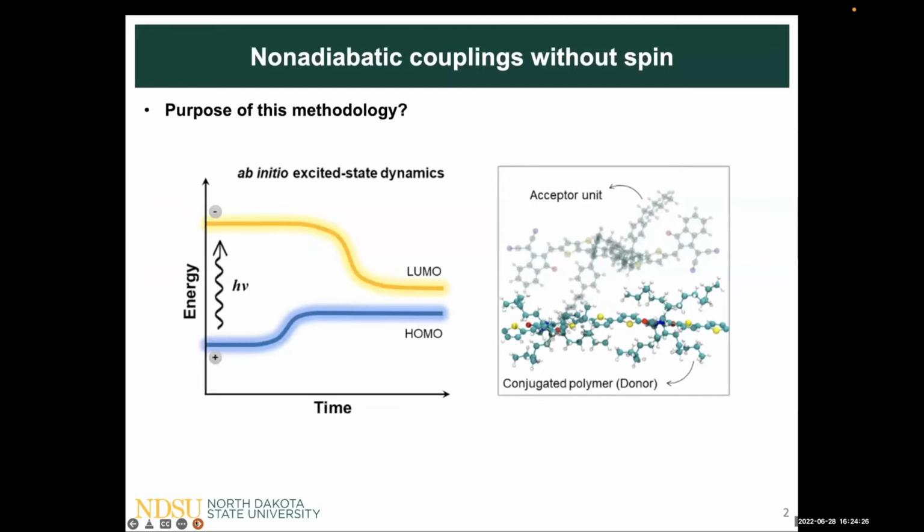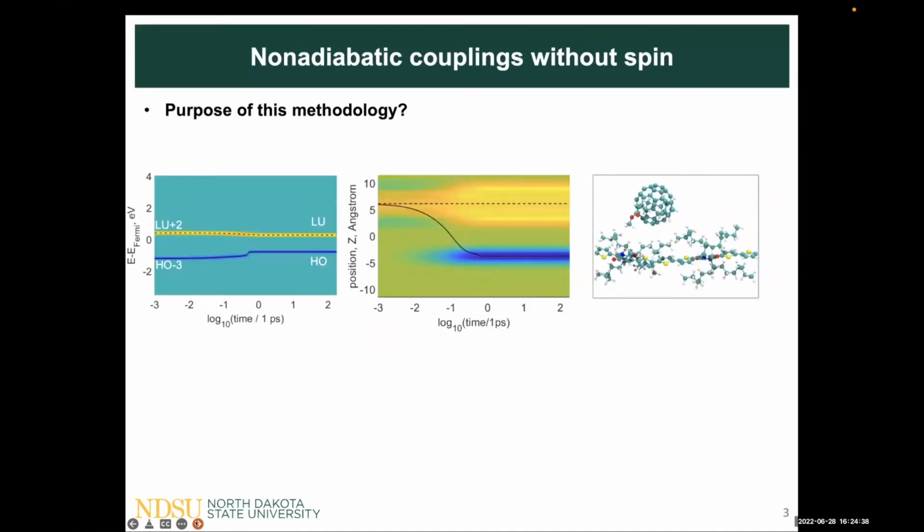Previous week we covered the ab initio exact state dynamics based on non-adiabatic coupling. For my model, I have a conjugated polymer, as you can see on the right, next to an acceptor unit. In this previous project, the charge transfer at the interface was explored in the z direction. The bottom chemical structure is the DPP polymer, and the top one is the PCBM acceptor unit.